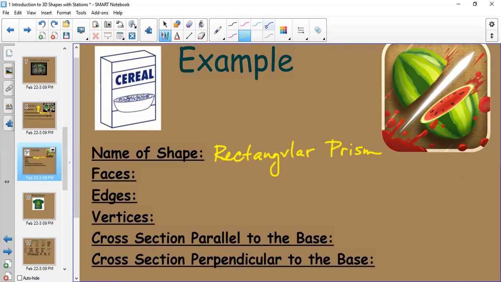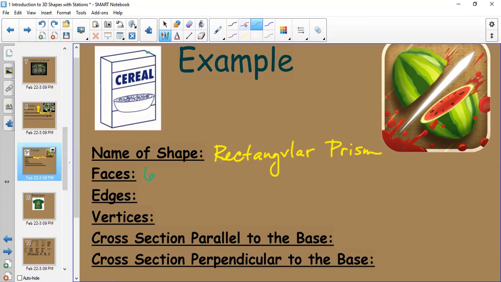All right, number of faces, those are flat surfaces. So I have 1 in the front, don't forget about the 1 in the back, so 2. We've got the 2 sides, so 3 and 4. Don't forget the top and bottom, 5 and 6. We have 6 faces.